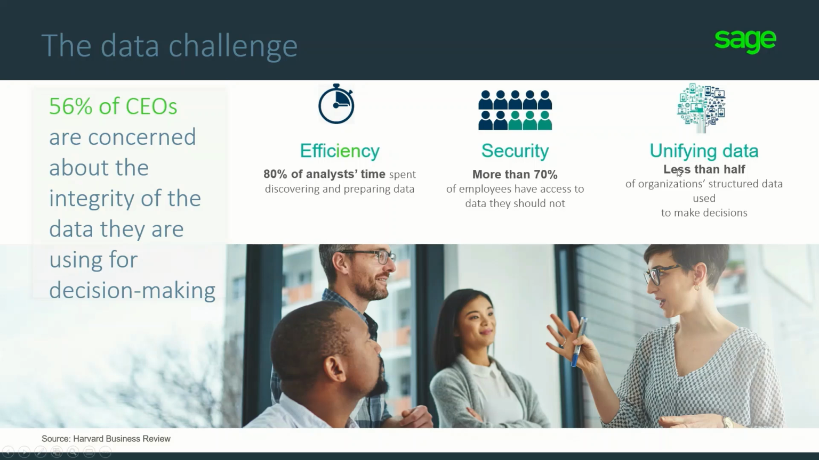The other key thing is, as part of the study, they found that more than 70% of employees have access to data that they shouldn't. So with SDNA, you're going to be able to collect all the data across the entire business, not just ERP, but other data sources like we talked about, and then secure that so that individuals only have access to the data that they should. And that's all done through a single version of the truth with SDNA.